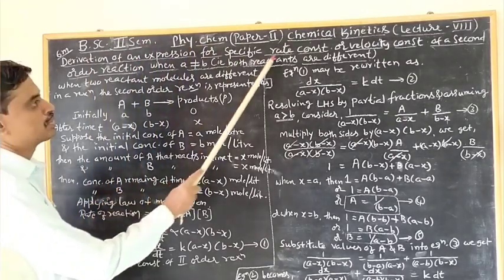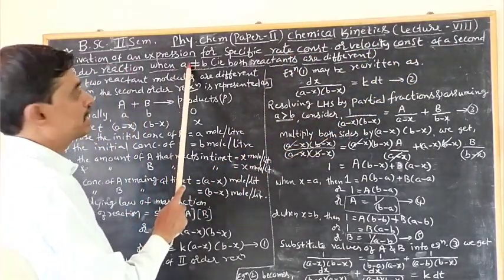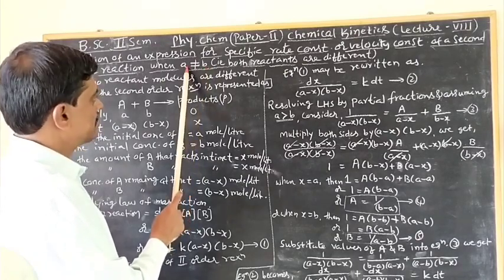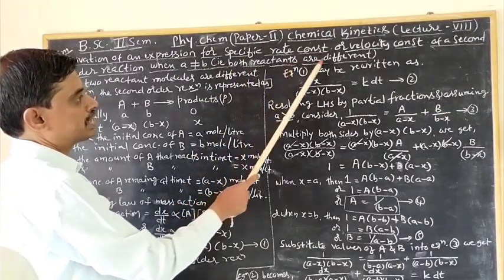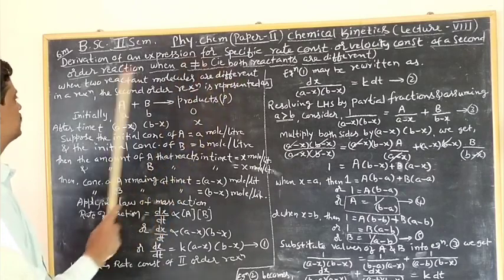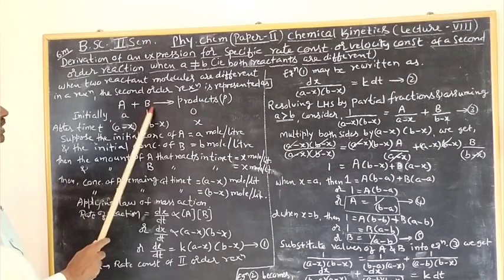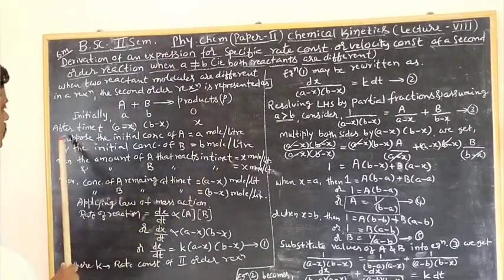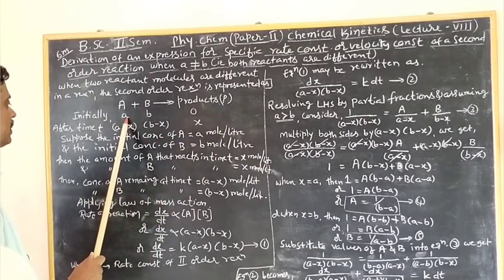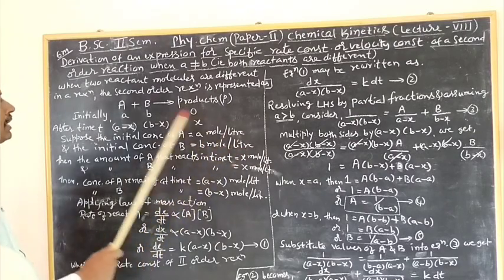Derivation of an expression for the specific rate constant or velocity constant of a second order reaction when A is not equal to B. The previous case was A equal to B. Here A is not equal to B, that is, both reactants are different. When two reactant molecules are different in a reaction, the second order reaction is represented as A + B gives product P. Suppose the initial concentration of A is a mole per liter, and the initial concentration of B is b mole per liter.